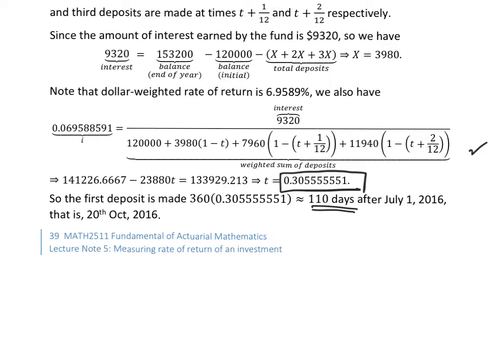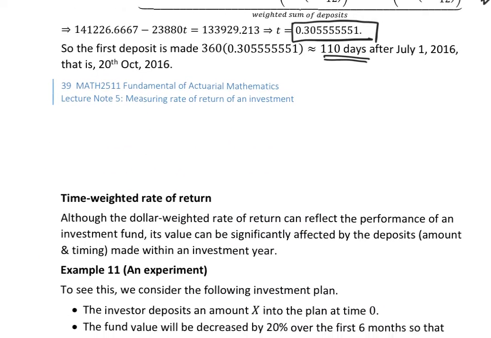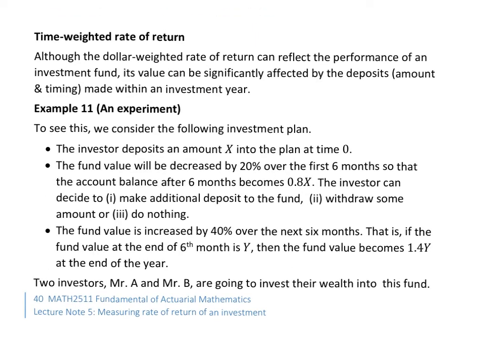So here, this is just another example about finding the dollar weighted rate of return. Now given this, we will move on to another indicator measuring the performance of the investment fund, which is what we call the time weighted rate of return.